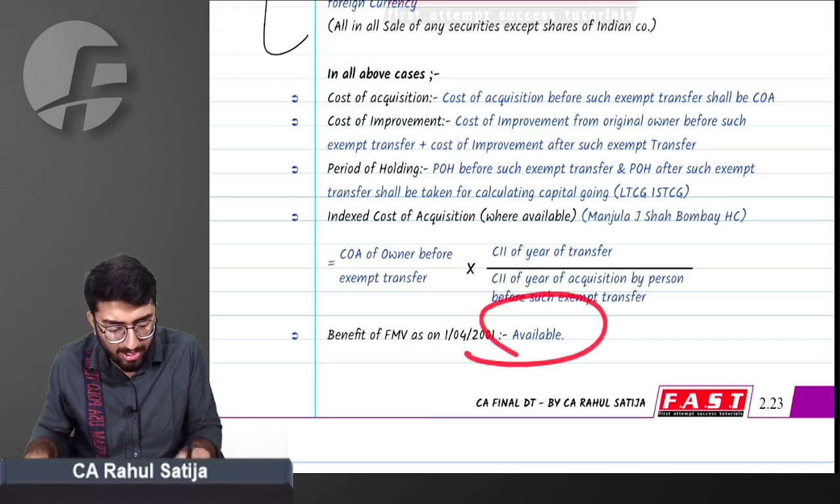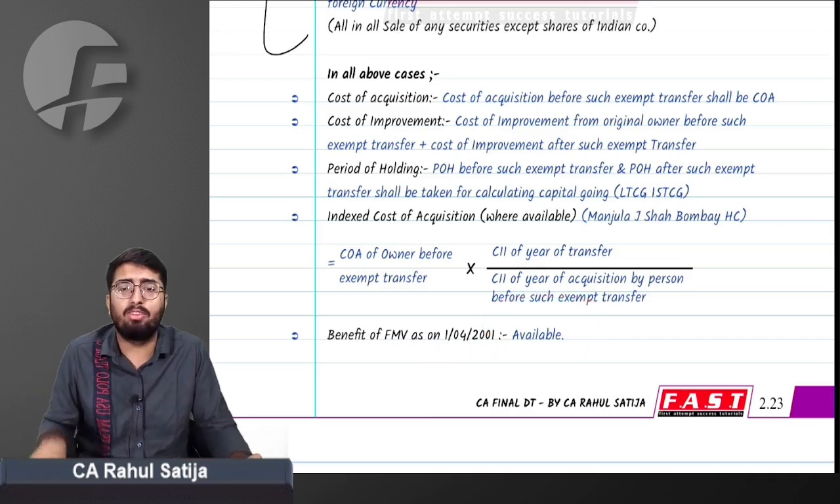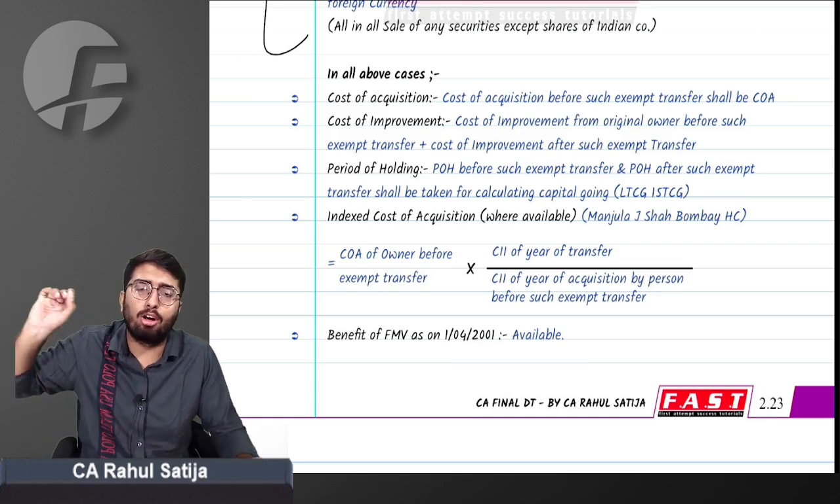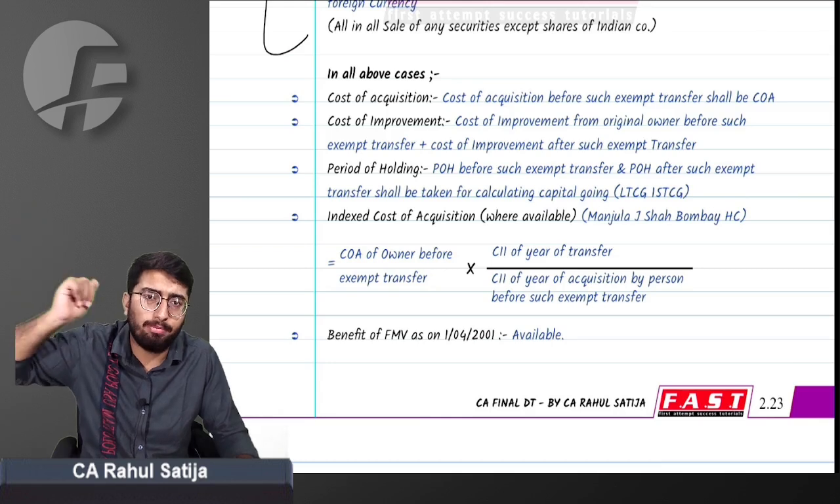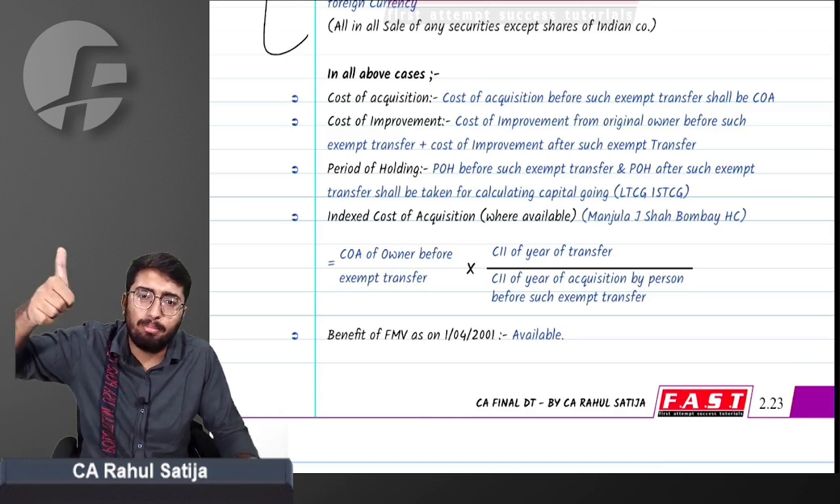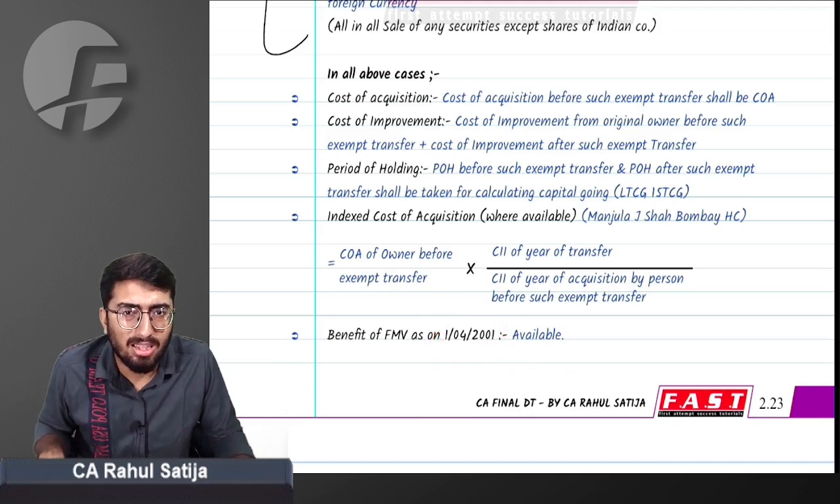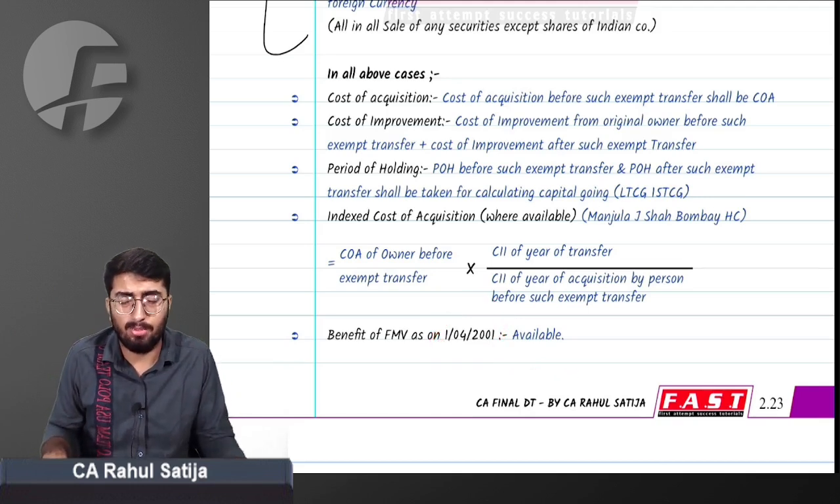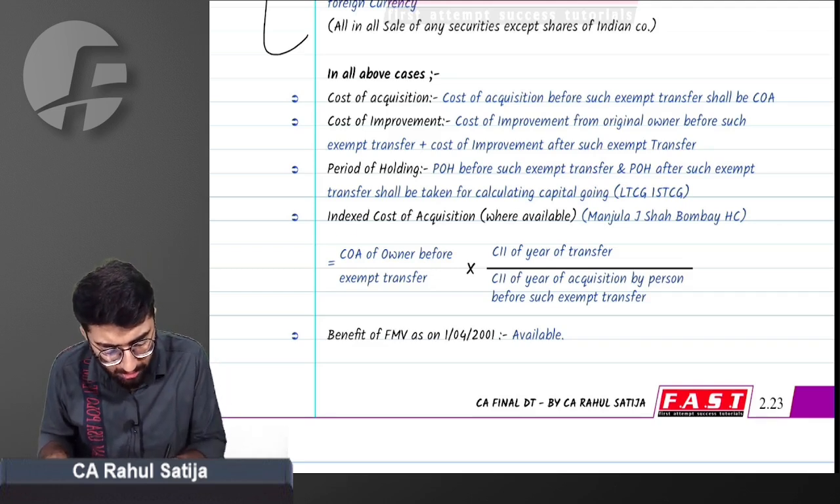Is the benefit of FMV as on 1st April 2001 applicable? For example, my father bought a property way back and he gifted it to me in previous year 2021. Then will the benefit of FMV be available? The right answer is yes, it will be available. The issue is with indexation. From when will we index?